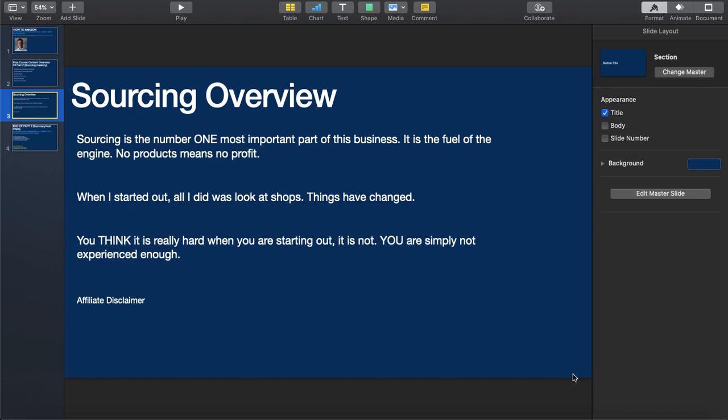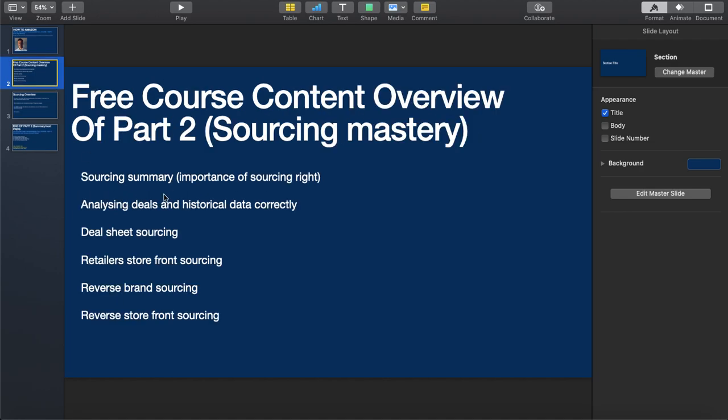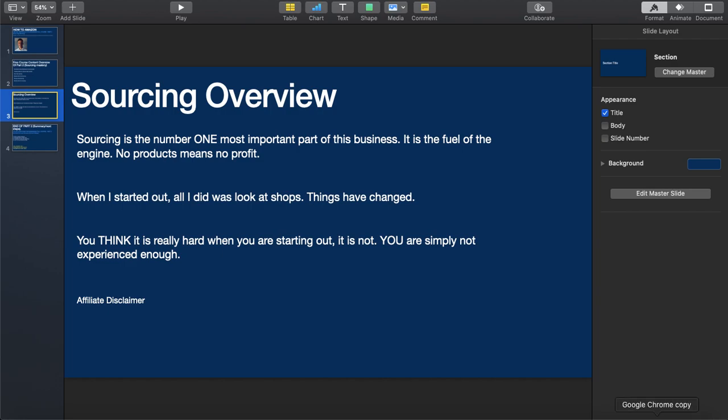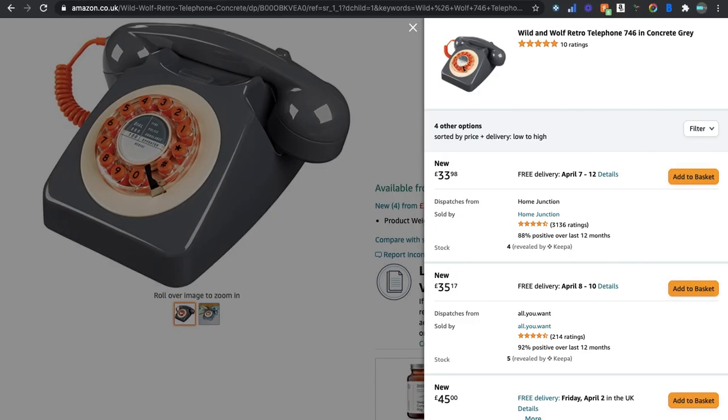Okay, without further ado, let's dive into it. The first thing we're going to do is the sourcing summary. We're going to do analysing deals and historical data correctly. So let's go to a new tab and let's get started here.